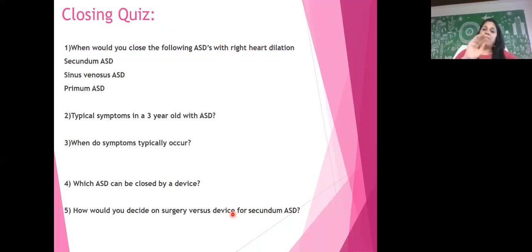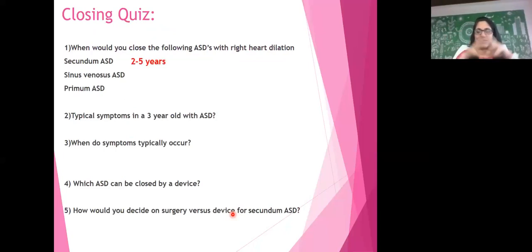So if you have an ASD with right heart dilation, when would you close? Okay, secundum ASD, 2 to 5 years. Sinus venosus ASD, sinus venosus ASD. No, everyone has to answer now. Otherwise, I'm not moving to next question. This is final slide.